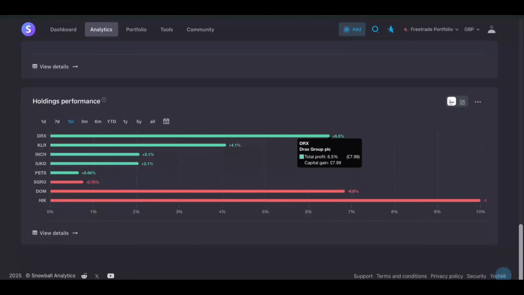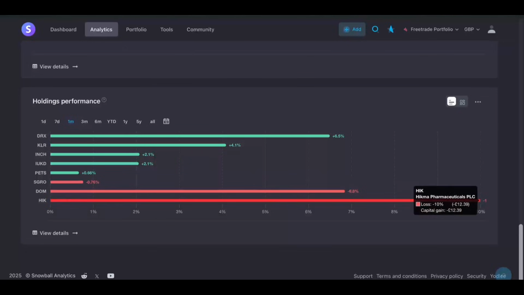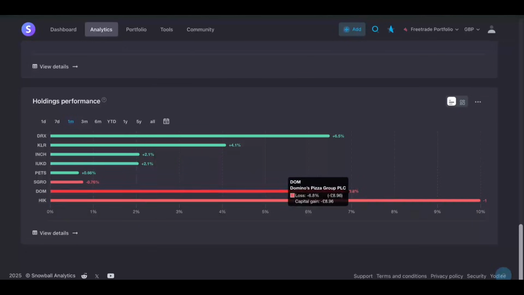And when we have a closer look at the positions within my portfolio, we can see that 5 were in the green and 3 ended up in the red over this last month, with Hikma taking the biggest hit, being down around 10%, and then we had Domino's Pizza that was down 6.8%, but on the flip side, we did have Keller Group, which saw a 4.1% increase in price, and we also had Drax Group, which saw a 6.5% gain.